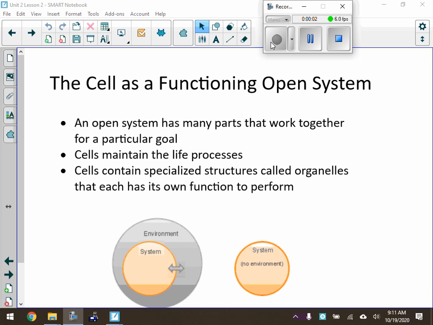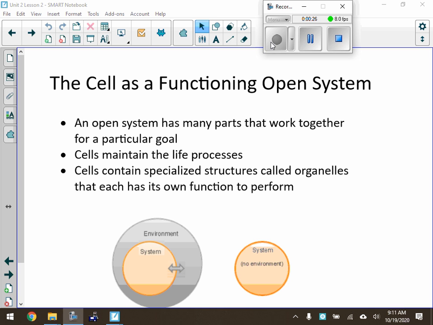All right, so in lesson 2 here, we're going to talk about the cell as a functioning open system. And like I said, different organelles or parts of the plant and animal cells that we need to know. So an open system has many parts that work together for a particular goal. Cells maintain the life processes. Cells contain specialized structures called organelles that each has its own function to perform.